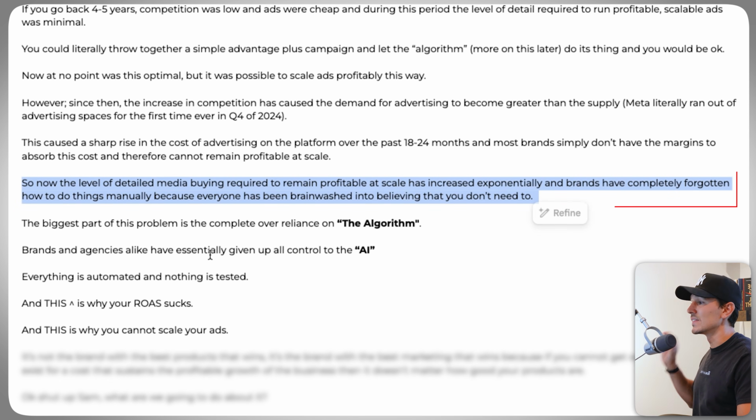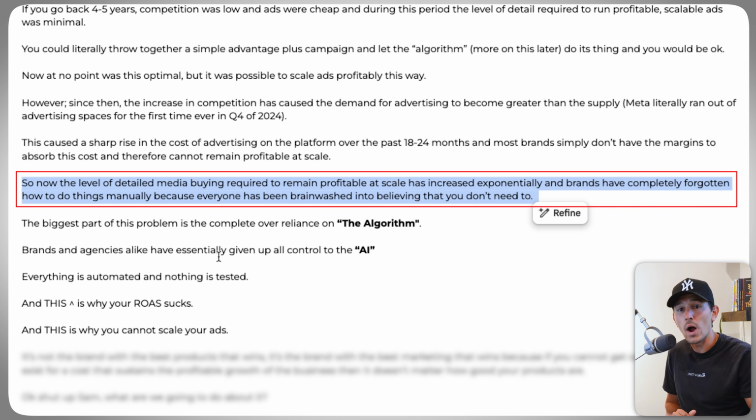So now the level of detailed media buying required to remain profitable is at an all-time high. And in today's market, it is not the brand with the best product that wins. It is the brand with the best marketing that wins. Because ultimately, if you cannot be profitable on your very first purchase, if you cannot be seen by a maximum amount of total eyeballs, you are not going to stand out in the marketplace and ultimately lead to either a slow or in some cases, a very fast death.